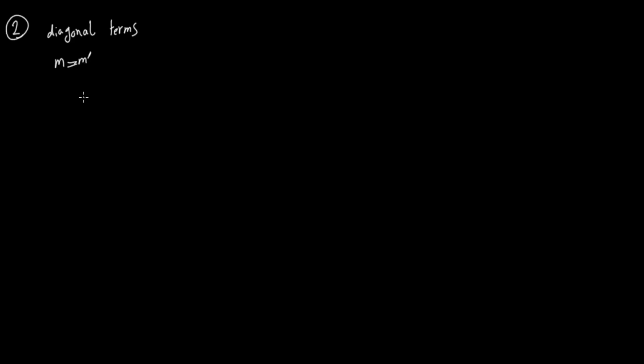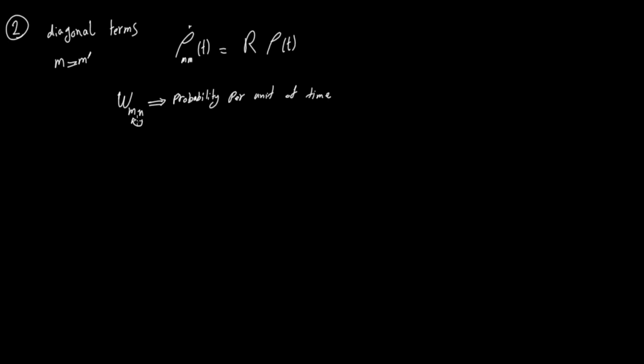So we would have only the derivative of rho mm with respect to t equal to a matrix R, and again rho itself, and a parameter called W_nm. And W_nm is the transition rate from n to m, so from this to this. And what does it mean? It's actually the probability per unit of time that the transition happens from n to m.